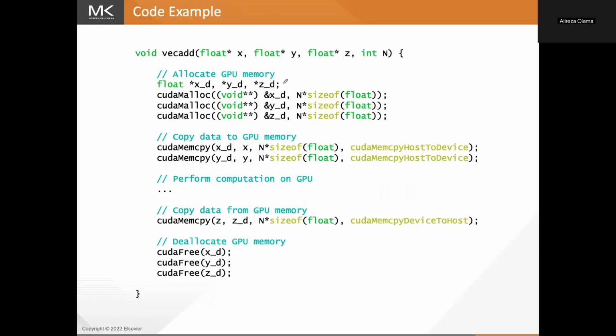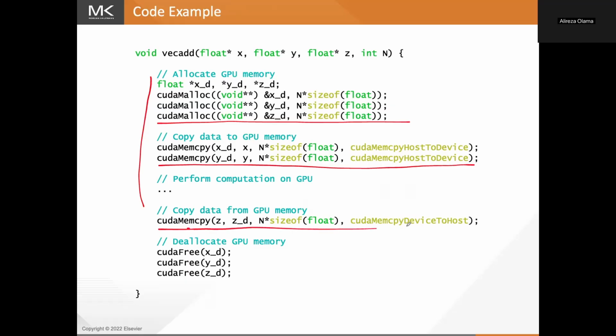So the general workflow in code would be something like this. These lines are for memory allocations. Here you have data transfer, and then you transfer the results from the GPU to the CPU, right? And then you just free those memories. So let's do it in our code as well and see how we can do that.